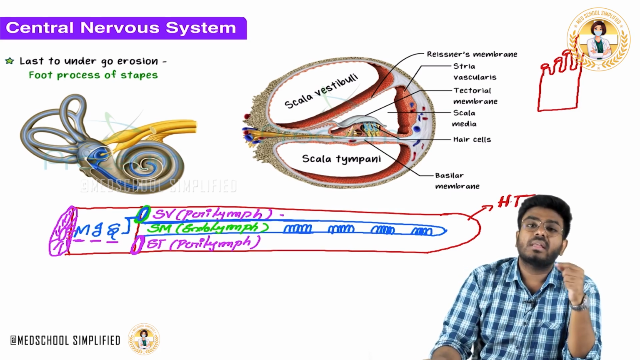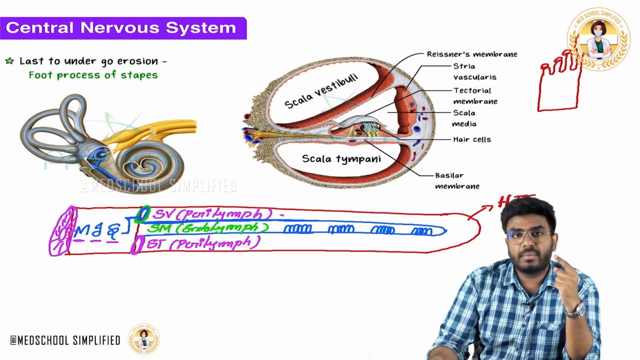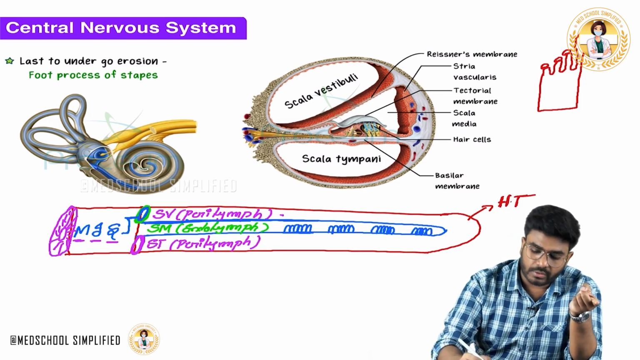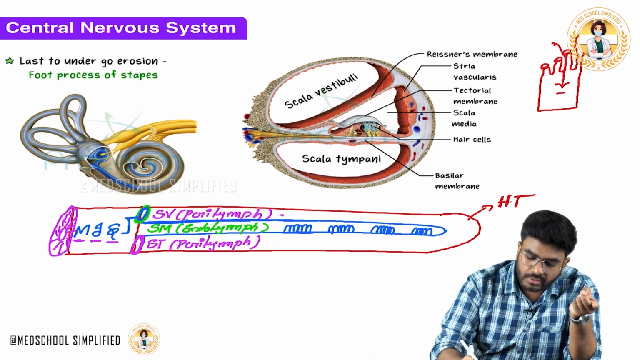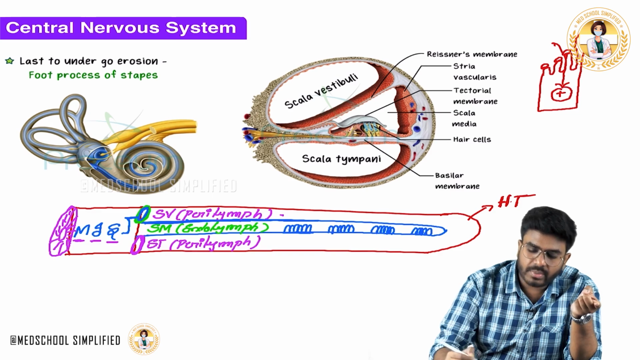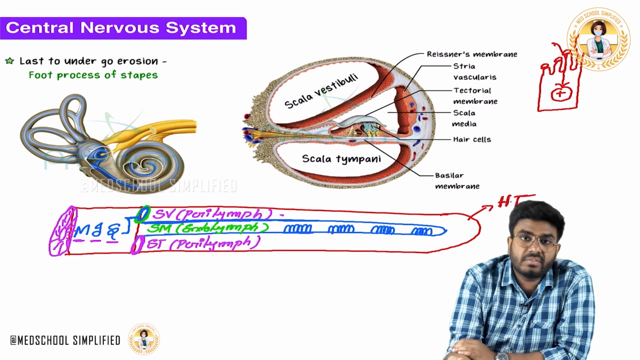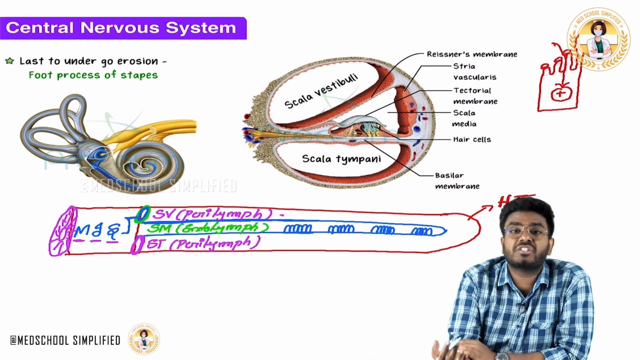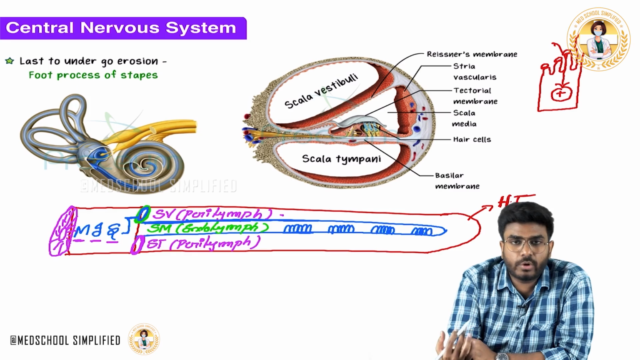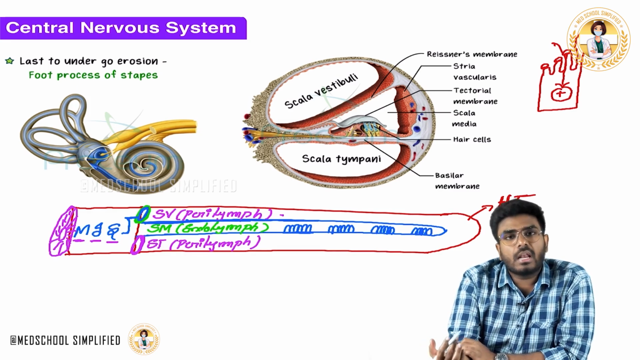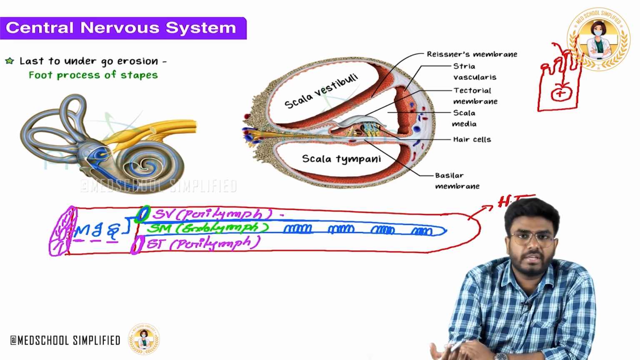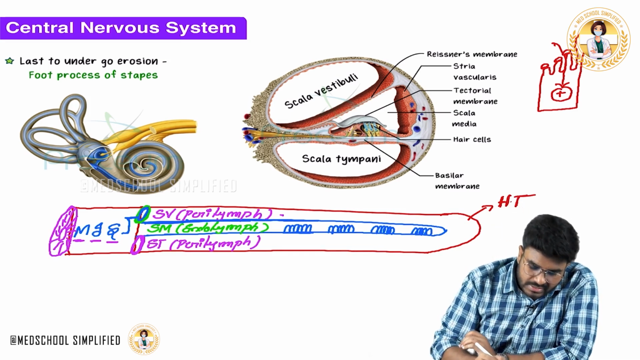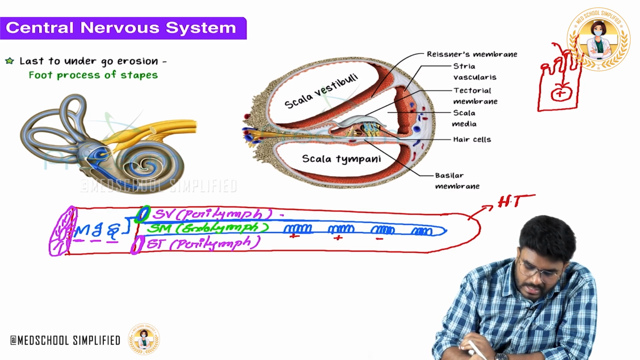That causes the entry of potassium ions from the endolymph. Potassium ions, which are rich in the endolymph, will start to enter into the inner hair cells. What happens when potassium enters into the cell? These inner hair cells will undergo depolarization, they will undergo activation. Activation will lead to action potential generation. These action potentials will go into the cochlear nerve. So this is how the organ of Corti and the inner hair cells are activated.